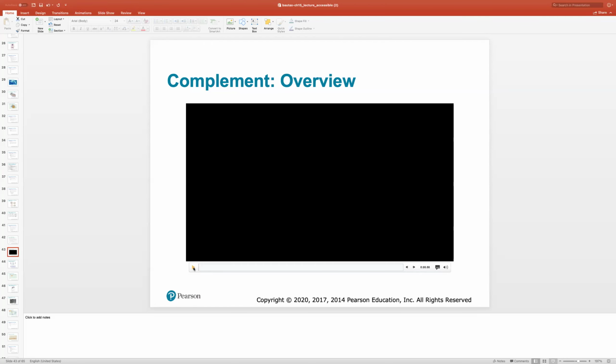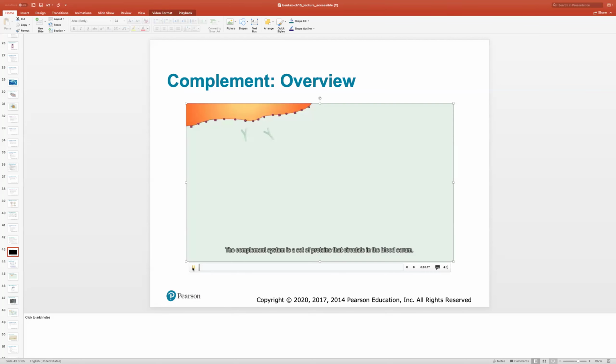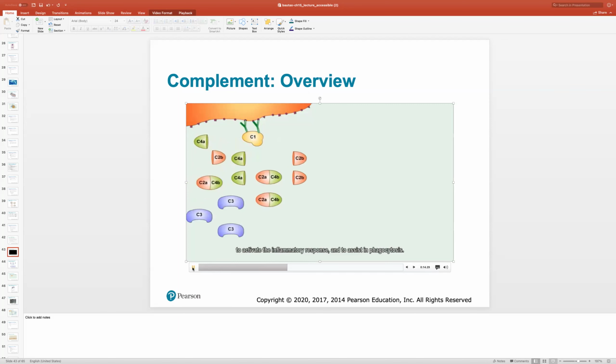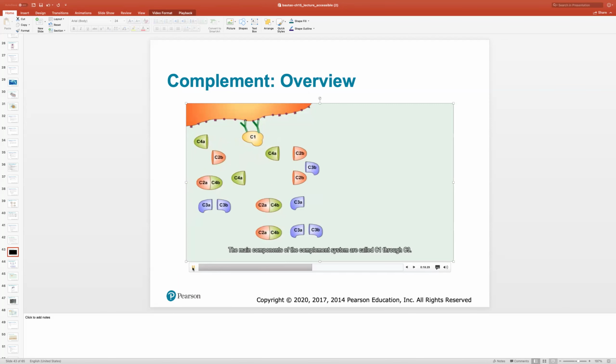So let's look at the overview of the complement system. The complement system is a set of proteins that circulate in the blood serum. When activated, these proteins work together to destroy foreign cells by cytolysis, to activate the inflammatory response, and to assist in phagocytosis. The main components of the complement system are called C1 through C9.